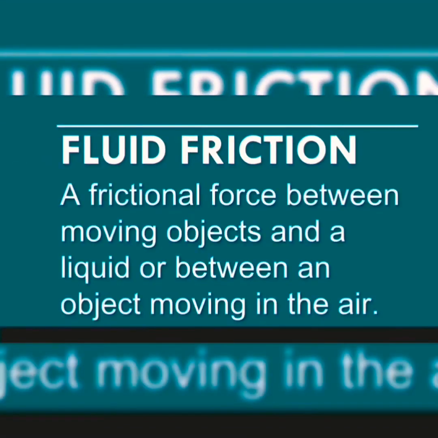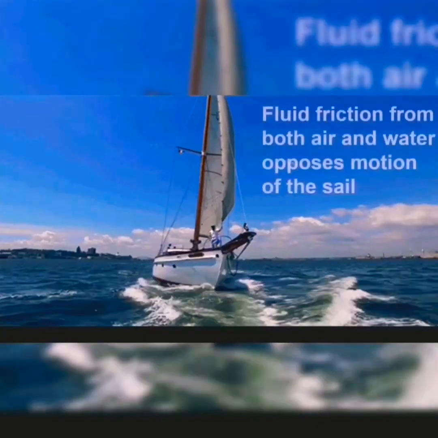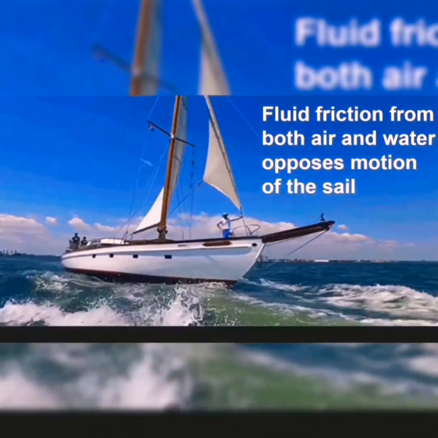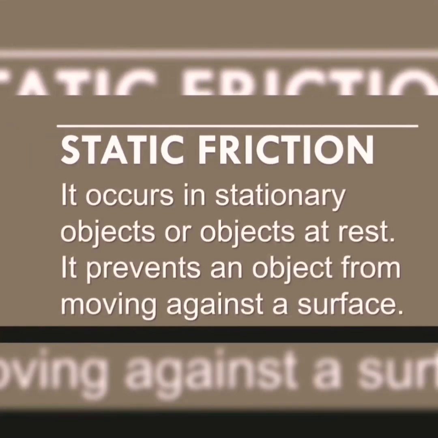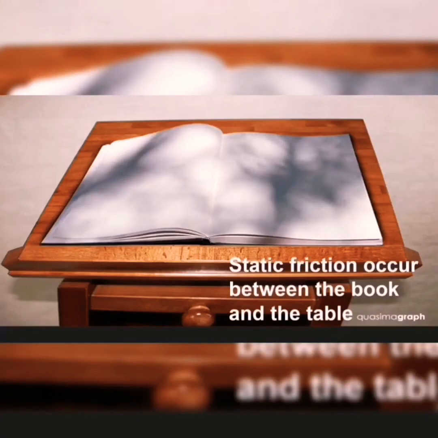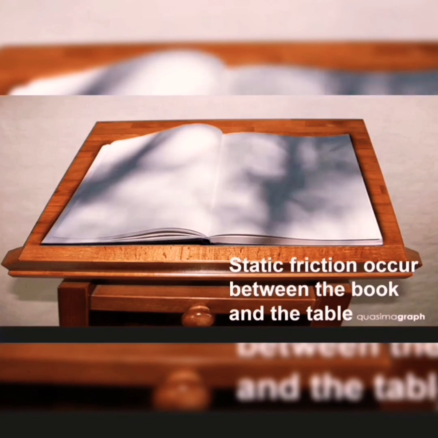Number 3, fluid friction. A frictional force between moving objects and a liquid, or between an object moving in the air. Fluid friction from both air and water opposes the motion of the sail. Number 4, static friction. It occurs in stationary objects or objects at rest. It prevents an object from moving against a surface. Static friction occurs between the book and the table.